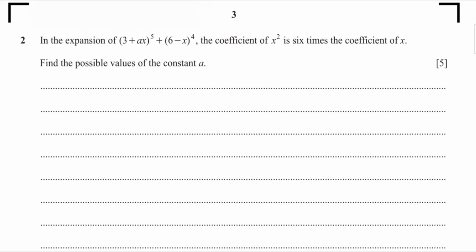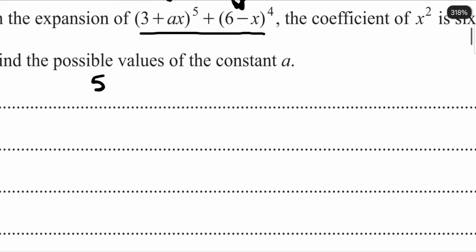To get the overall coefficient of x squared for this whole expression, we add the coefficient of x squared for this expression to the coefficient of x squared of this expression. So what we first need to do is find the coefficient of x squared of each of these: (3 + ax)^5 on its own, and (6 − x)^4 on its own. To find the coefficient of that, we're going to say 5 choose 2.